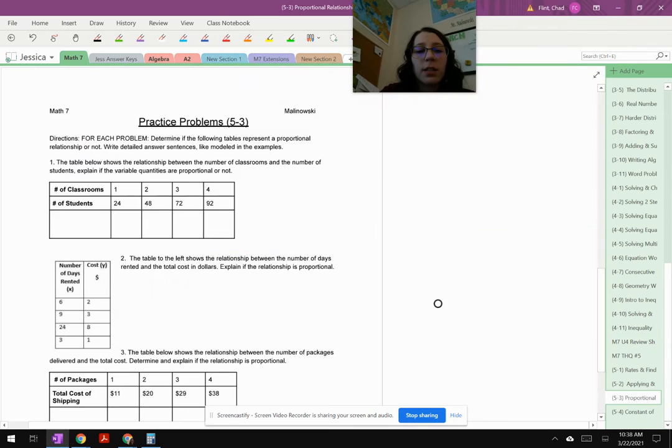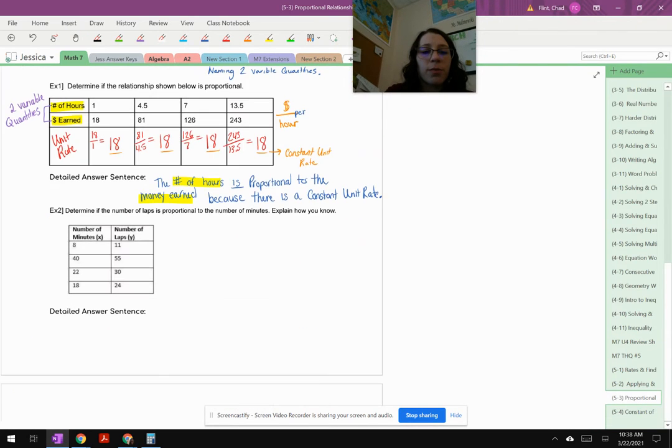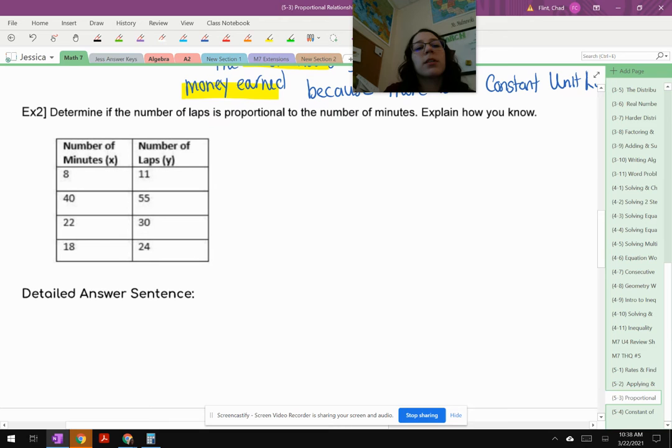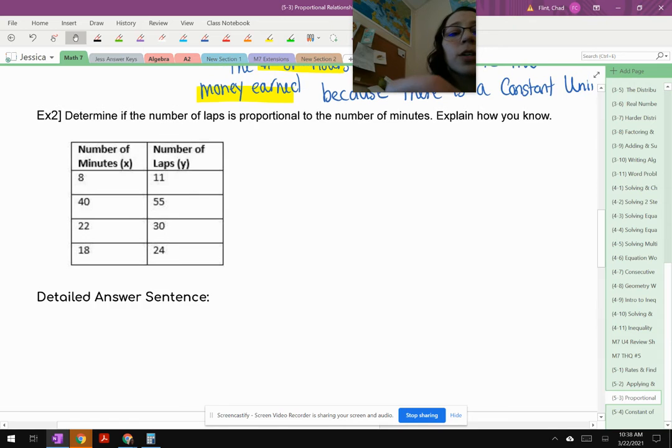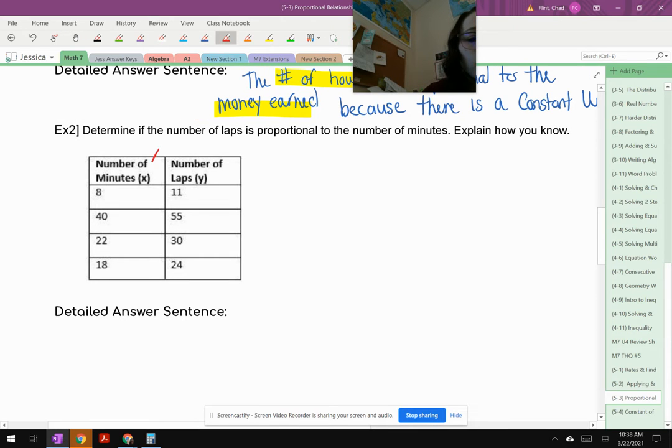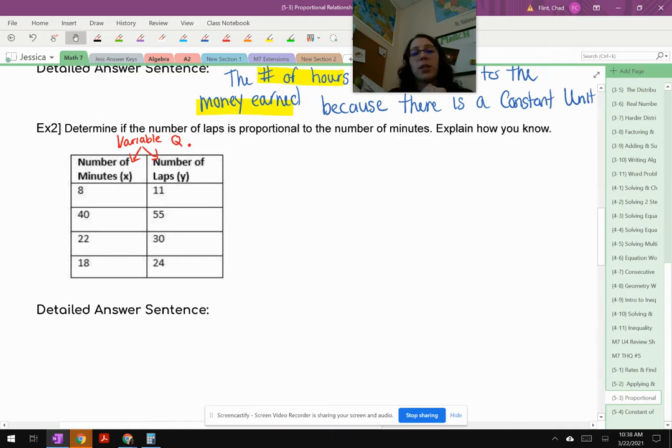Alright, looking at our second and last example here for 5-3. Again, determine if the number of laps is proportional to the number of minutes. Explain how you know. So just like our first one, we've got our two variable quantities right in the table. Abbreviate that, variable Q's.